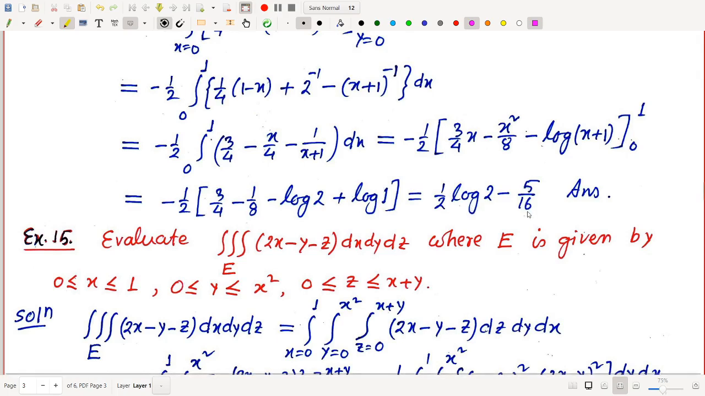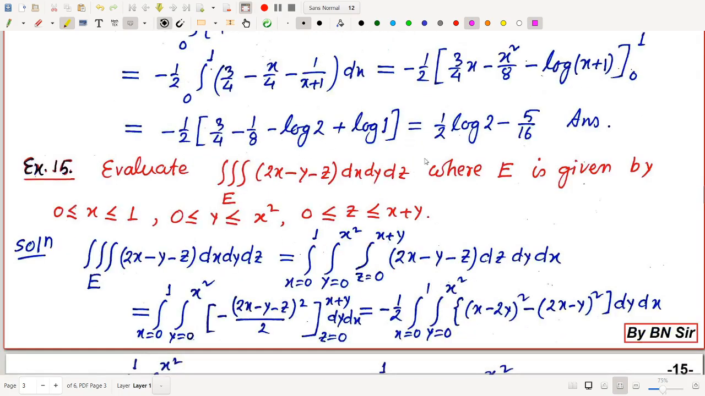minus 5 by 16. Minus minus plus, so it will be half log 2, and 3 by 4 means 6 by 8 we can consider. 6 by 8 minus 1 by 8 is 5 by 8, and there is a 2, so 16, so minus 5 by 16. So this is the value of the triple integral.